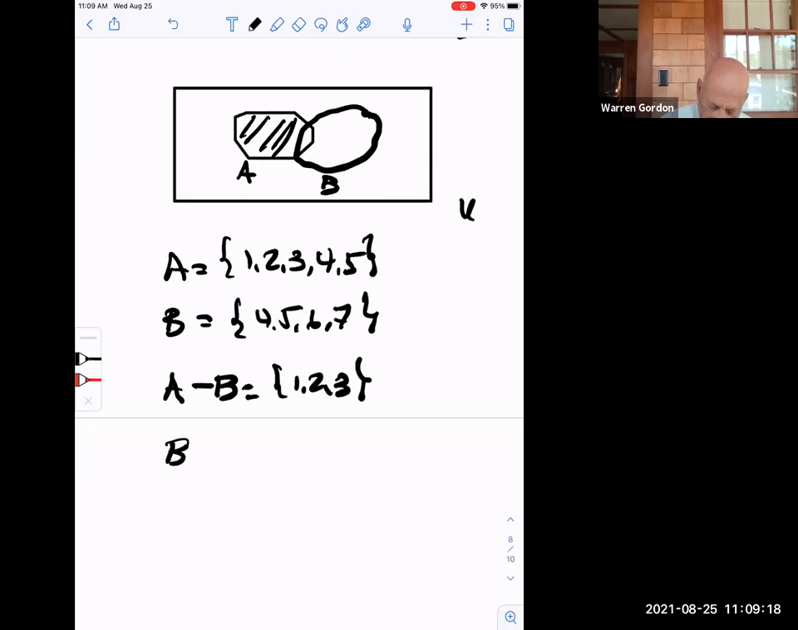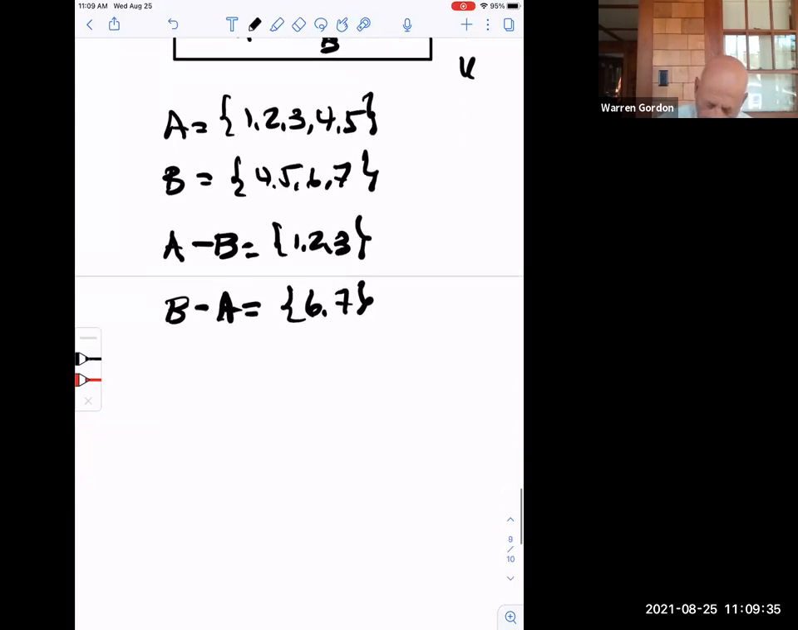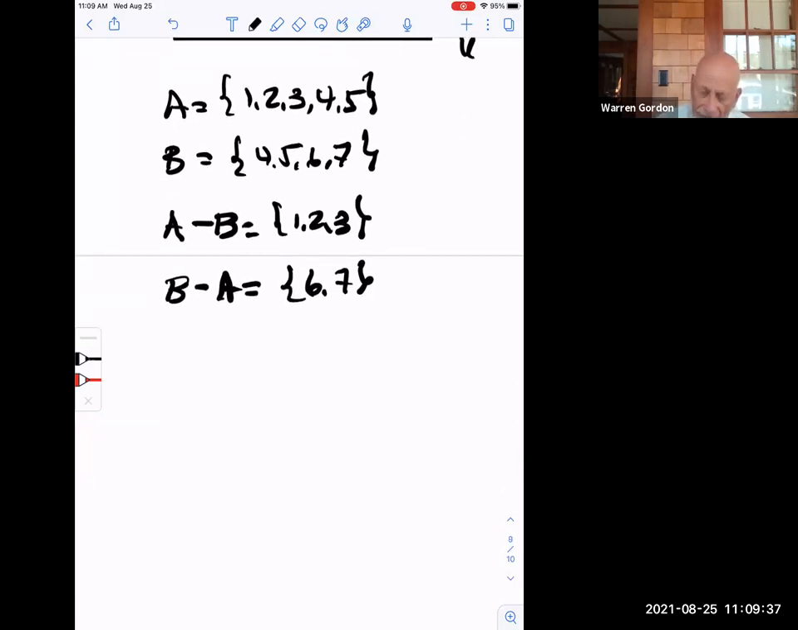Notice, by the way, B minus A would be 6 and 7. So essentially what you're doing, if you want A minus B, you look at A and you throw away the intersection. Or if you want B minus A, you look at B and you throw away the intersection. Each of these is called the relative complement.